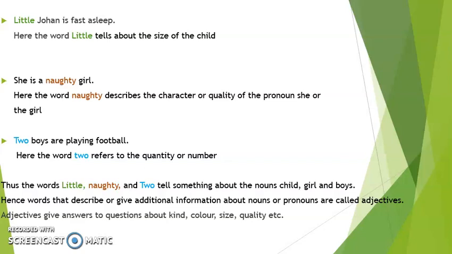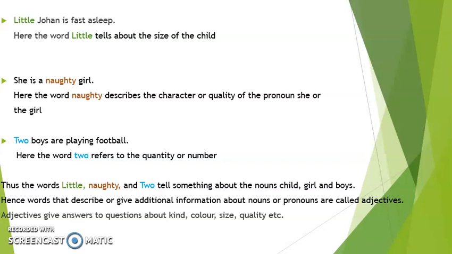Now coming to a pronoun, because in the definition I told you, an adjective is a word that qualifies a noun or a pronoun. It can even be a pronoun. Now, she is a naughty girl. Here the word naughty describes the character or quality of the pronoun she. She is a pronoun. It can be any girl. And therefore, the word naughty describes the quality or the character of the pronoun she or the girl.